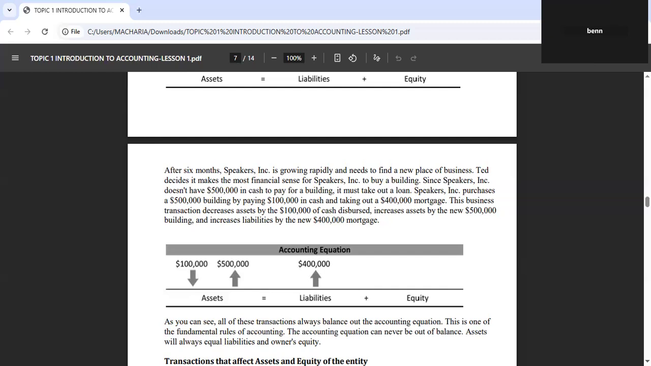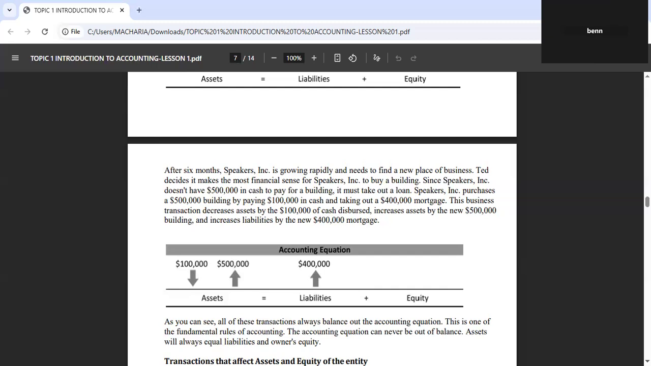So the building will be recorded as $500,000 because it has been acquired, but the amount of cash will go down by $100,000 because you took $100,000 to buy that building. So the cash reduces by $100,000, but you have acquired a loan of $400,000. So the new treatment here is $500,000 minus $100,000, you get $400,000. So the assets you'll have are $400,000, but the liabilities will also be $400,000.